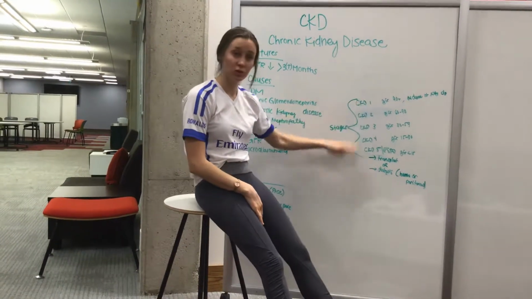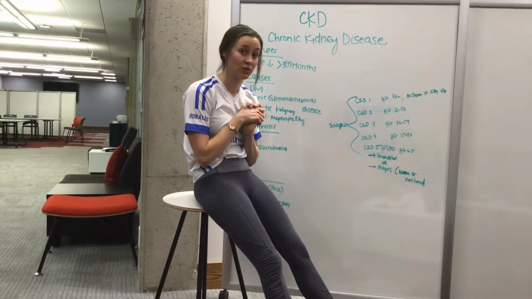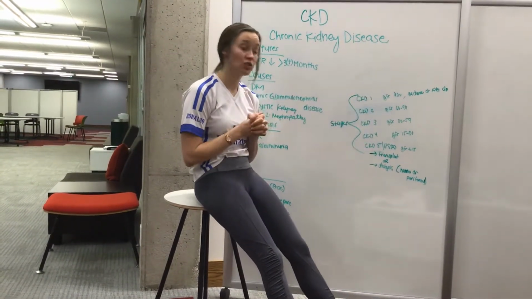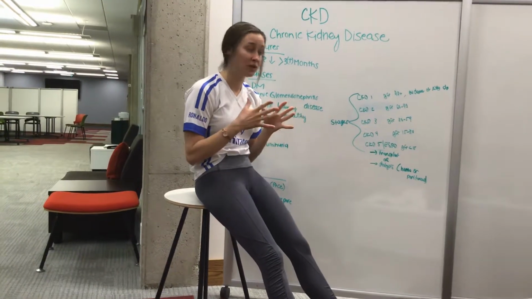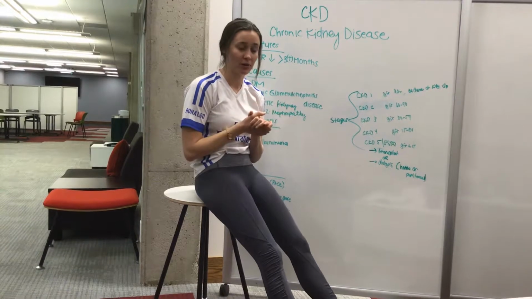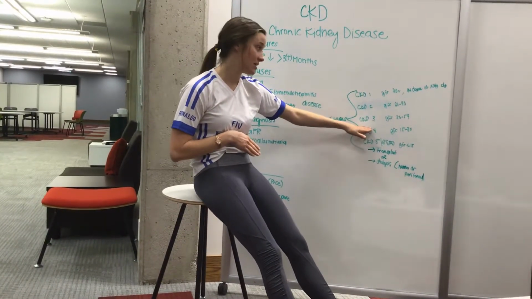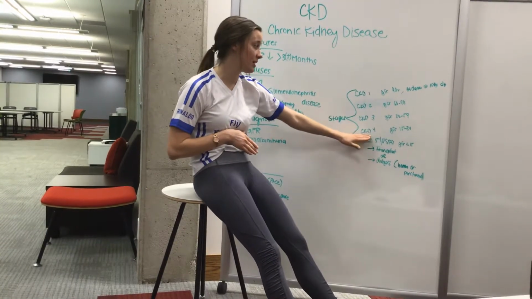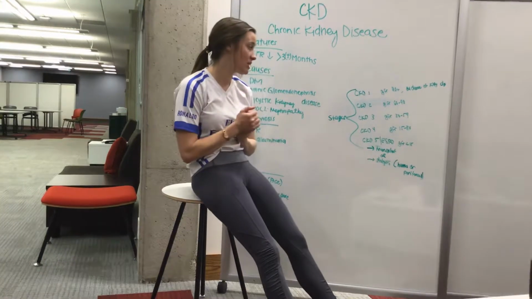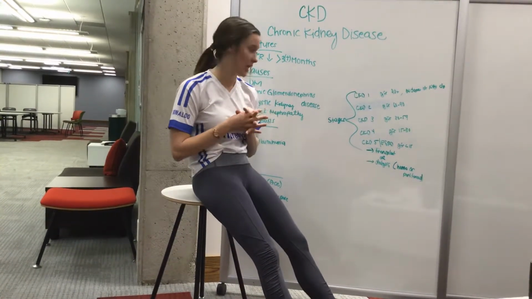So we have CKD 1, 2, 3, 4, 5. Stage 5 chronic kidney disease is also known as end-stage renal disease. So chronic kidney disease stage 1, this is when your GFR is above 90, so it's within range, but you have evidence of kidney disease, which essentially means you have microalbuminuria. And then CKD 2 is GFR 60 to 90, CKD 3 is 30 to 60, or 59, CKD 4 is GFR 15 to 30, and then end-stage renal disease is GFR less than 15.